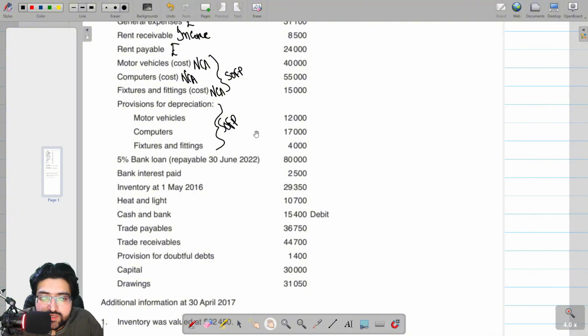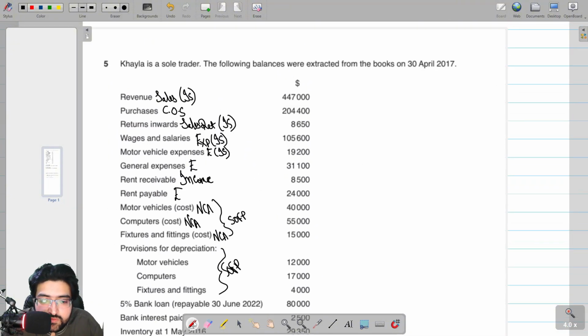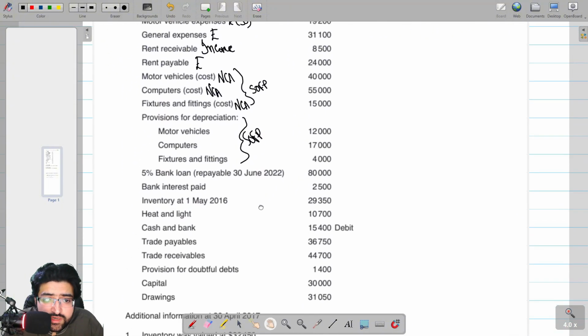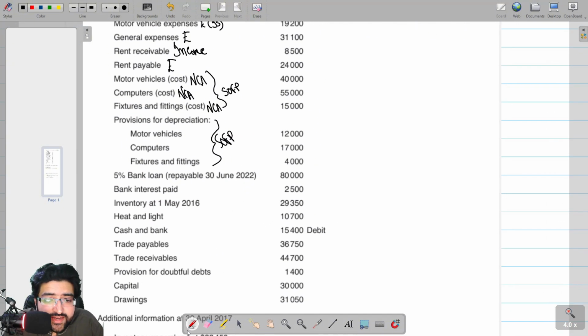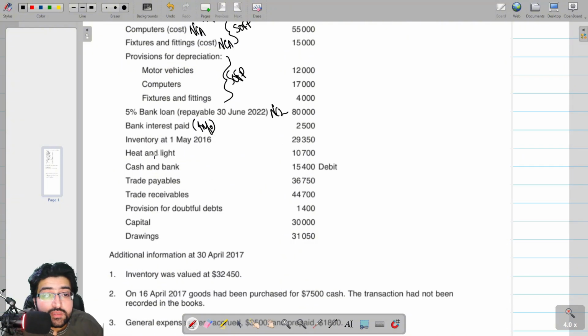The first thing you will do is look at the date. Our accounting year is ending on 30th April 2017, which means we are in 2017 right now. This loan is repayable in 2022. So this is your non-current liability. You should know what non-current and current liabilities are. Bank interest paid. This is just info so that you can figure out how much amount is still to be paid from the bank loan interest.